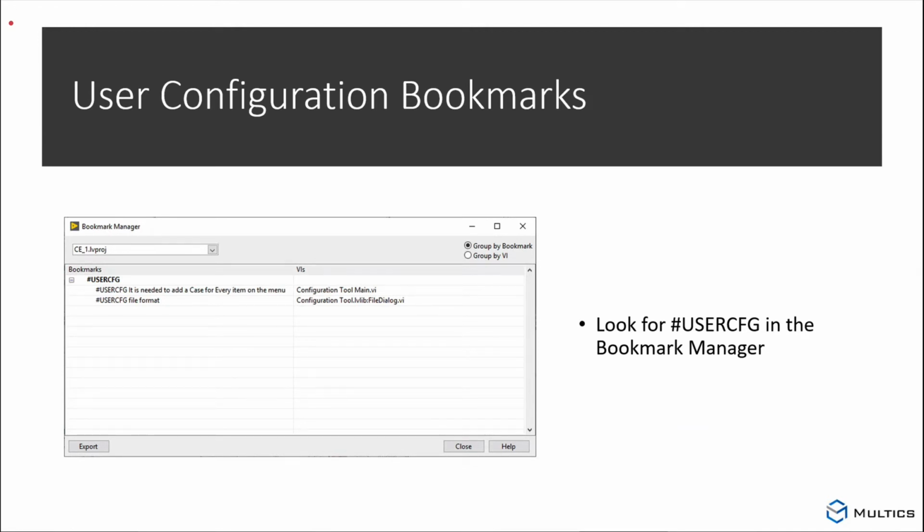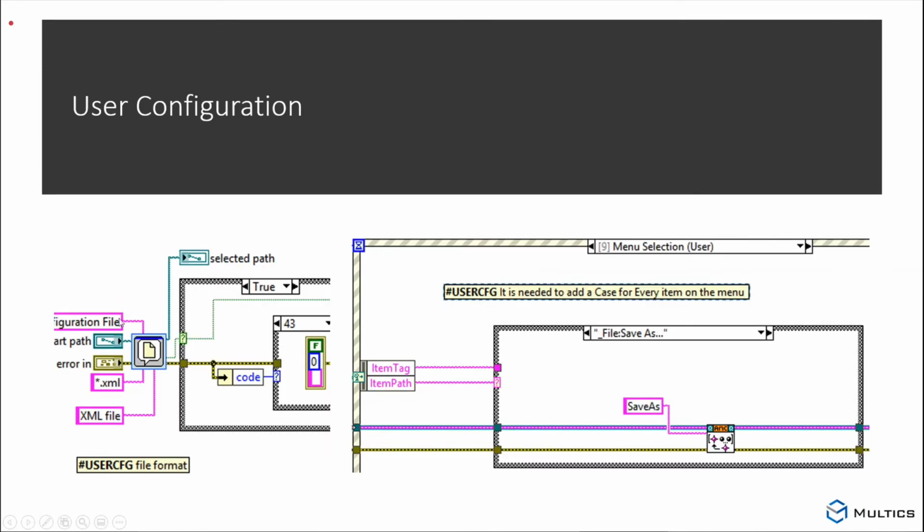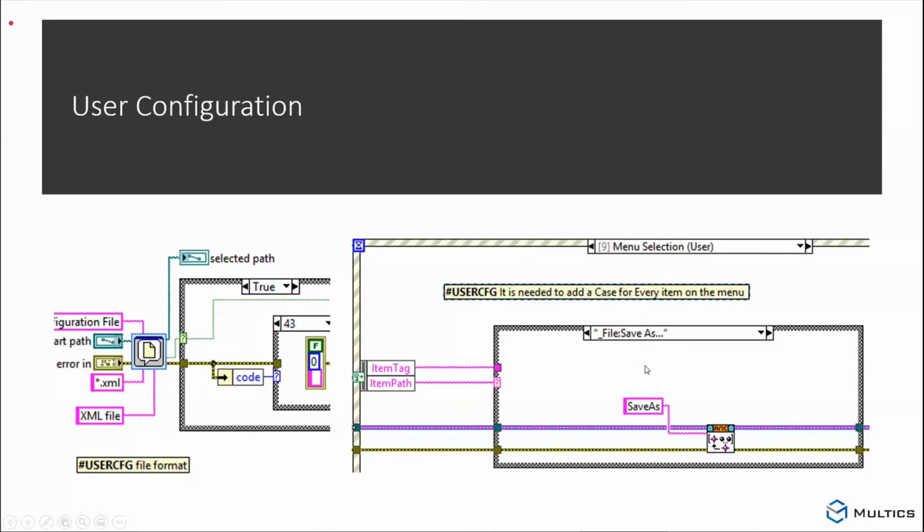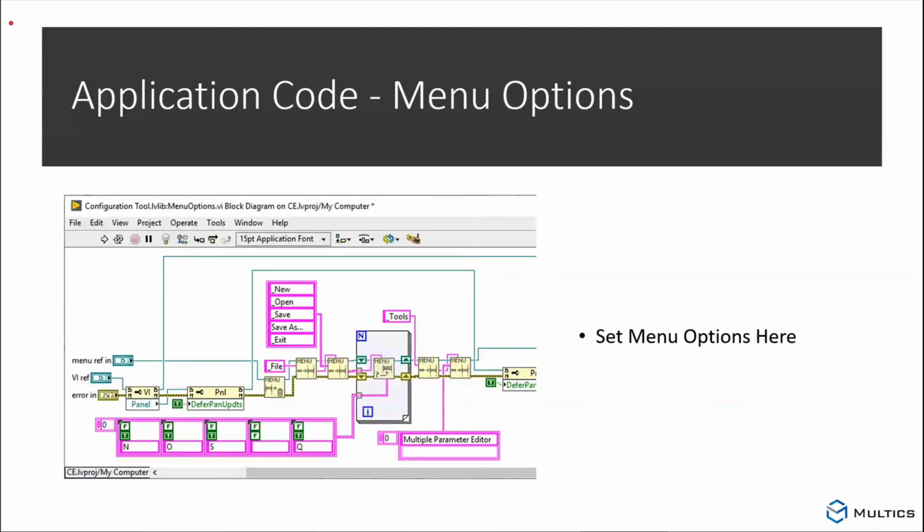So to change the configuration file from INI to JSON or whatever, if you look at the bookmarks, there are 2 bookmarks in there which say user configuration, and they allow you to change what you browse for here. It also allows you to provide a menu, and the menu settings are done using the set menu options VI in the library. So this is just standard stuff.